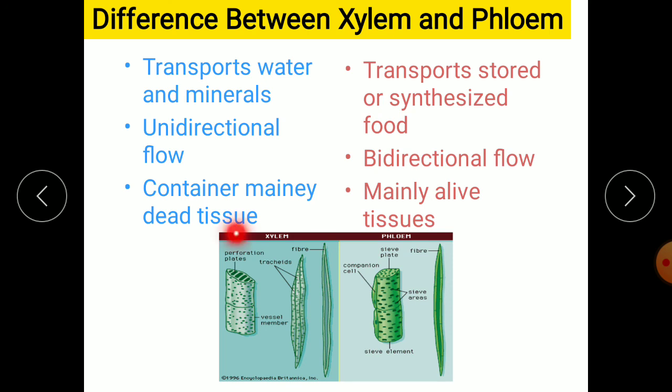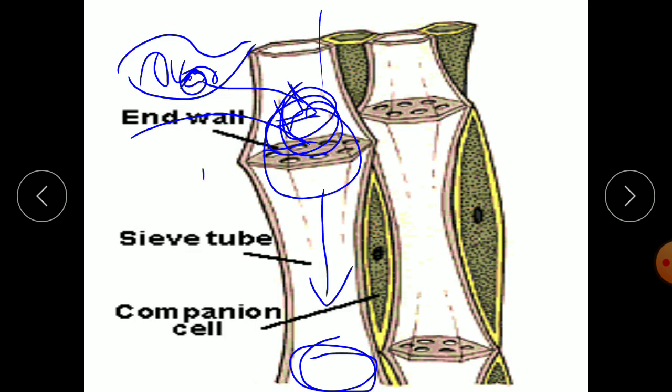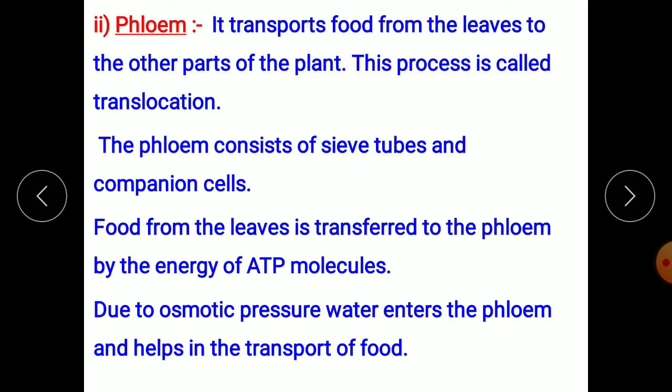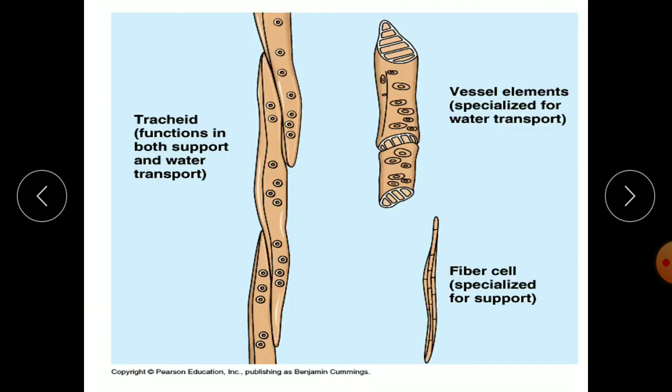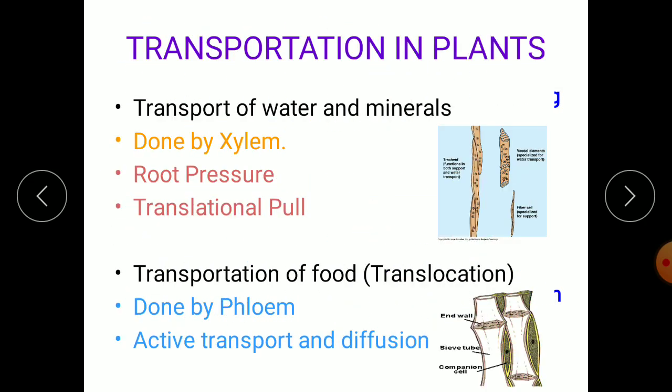I hope you understood the transportation of food, water and minerals inside the plant body. Always remember these three things, never forget them: the transportation of water and minerals is done by root pressure and transpirational pull, and translocation is done by active transport and diffusion.